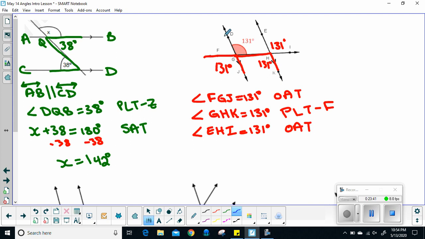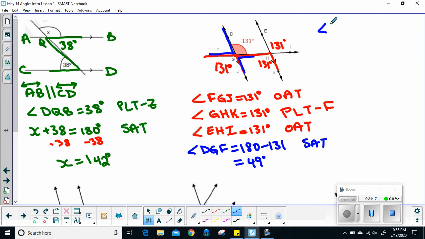So if I go back to over here, if I look at angle DGF, well, that one makes a straight line with 131. So I can say 180 minus 131 because they're supplementary angles. That gives me 49 degrees. So that means this one over here is also going to be 49 degrees because they're opposite angles. I'm going to have to keep going over here, sorry. Angle HGJ is equal to 49 degrees, opposite angles. And then, oh, I could use C pattern too with that one, sure.